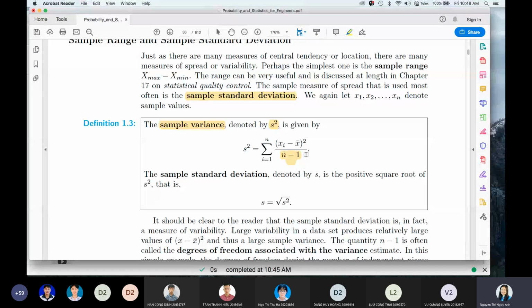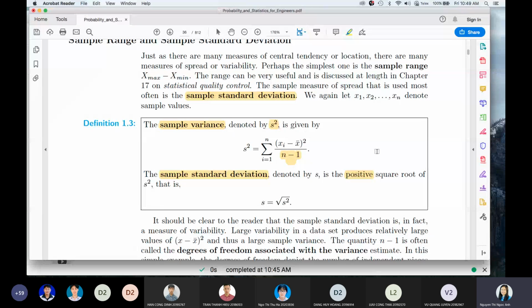The sample standard deviation. The difference here is the variance. Variance is S squared, and the sample standard deviation is S. It's the square root of S squared, the positive square root of S squared. So when we talk about the sample variance and sample standard deviation, it always has a positive value. Okay, so here's the definition.